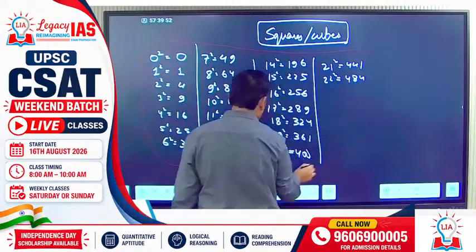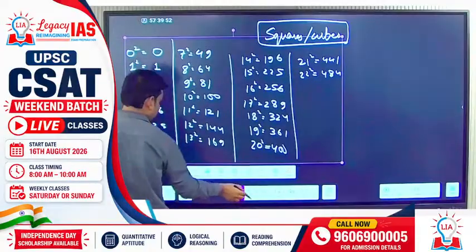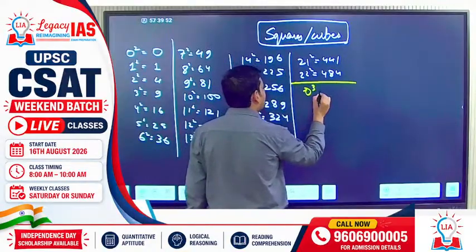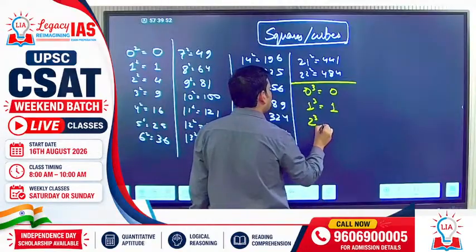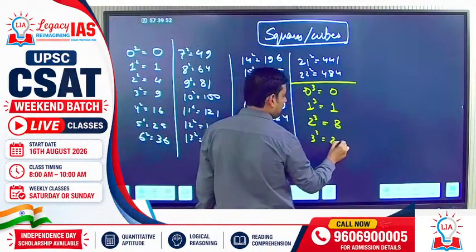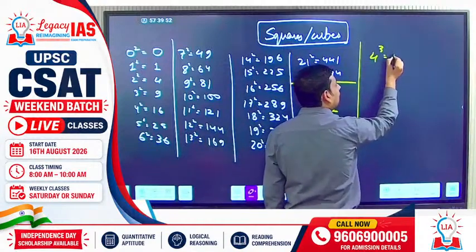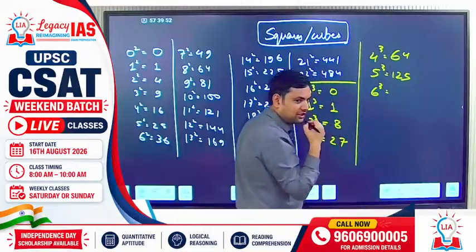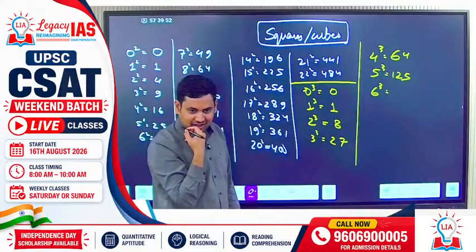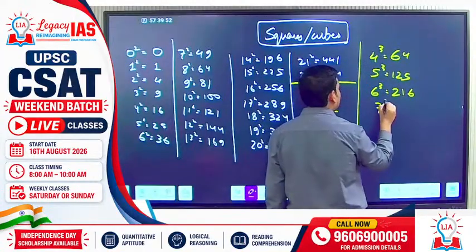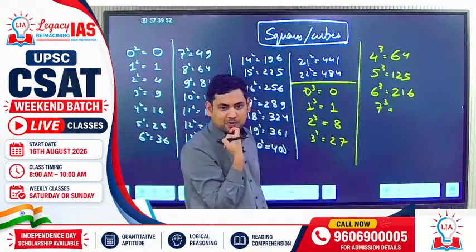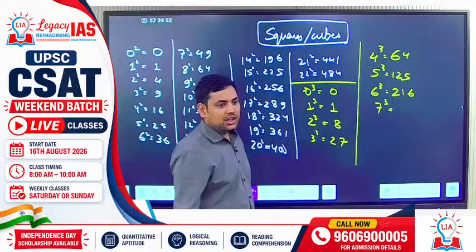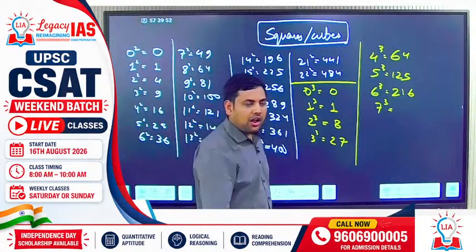Now, next is cubes. Again, 0 cube is 0, 1 cube is 1, 2 cube, 3 cube, 4 cube, 5 cube, 6 cube. What is 6 cube? Okay. 7 cube, what is 7 cube? Multiply, at least you can. 7 7s are 49, 49 into 7, 350 minus 7, 343.